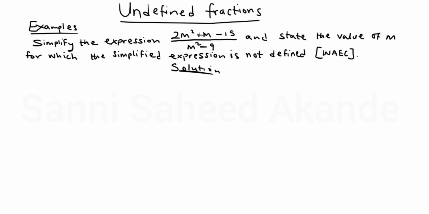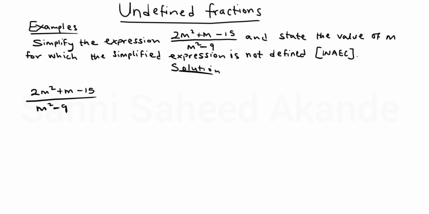Solution: we have 2m squared plus m minus 15 divided by m squared minus 9. So we are going to first of all simplify this before we go ahead and state the value of m for which what we are going to simplify is not defined. Understood? So we have learned how to simplify algebraic fractions before, so this is another opportunity for you to learn it again.